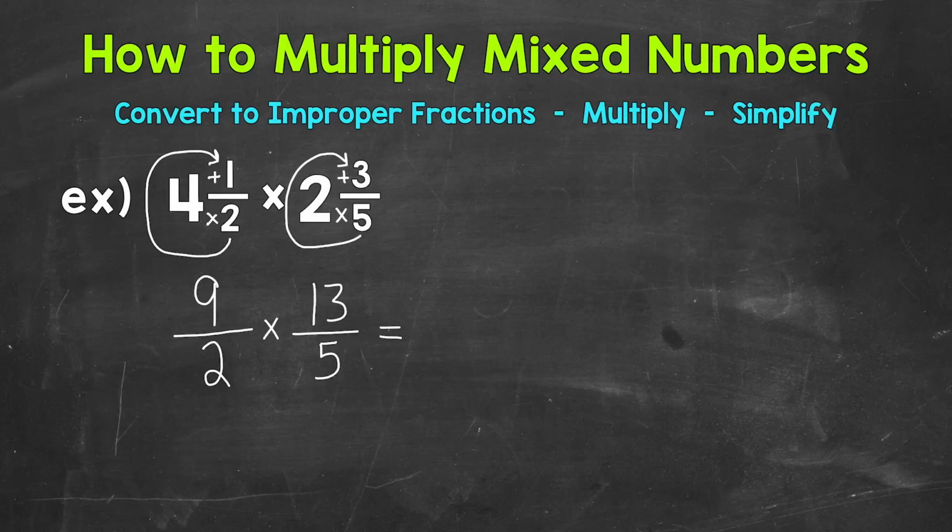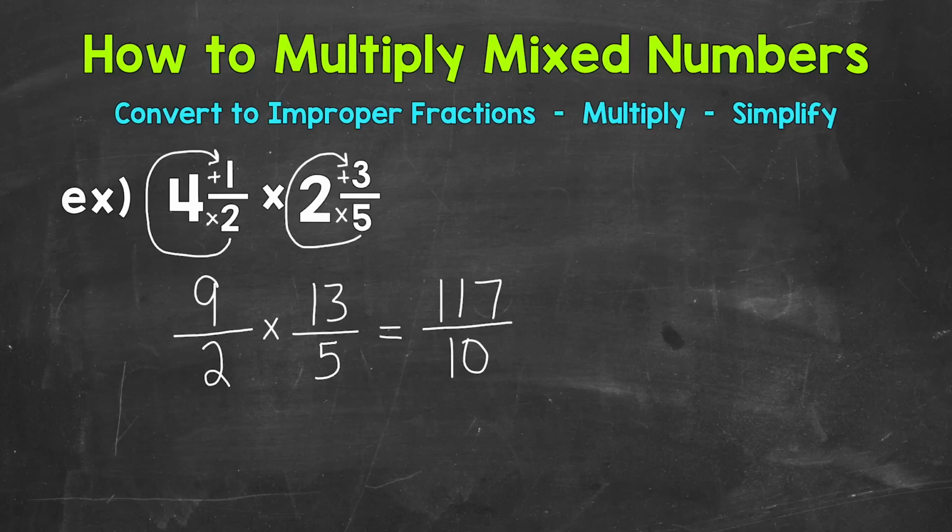So 9 times 13, that gives us 117. And then 2 times 5 gives us 10. So that's our answer as an improper fraction, 117 tenths. Now let's convert that to a mixed number. We do that by dividing our numerator, 117, by 10. Now we can either do this using mental math or writing out the division problem to the side.